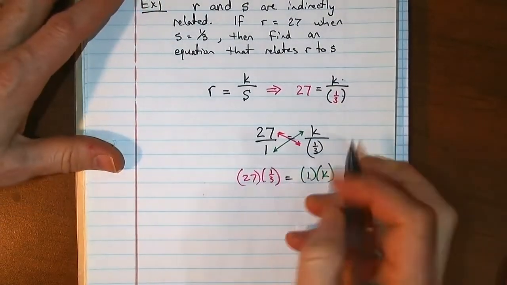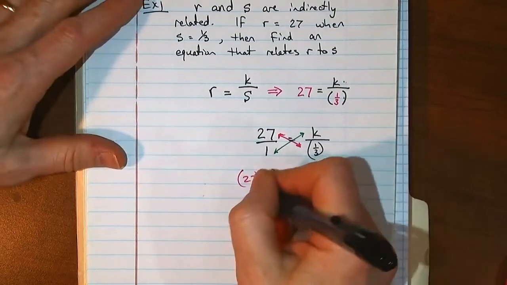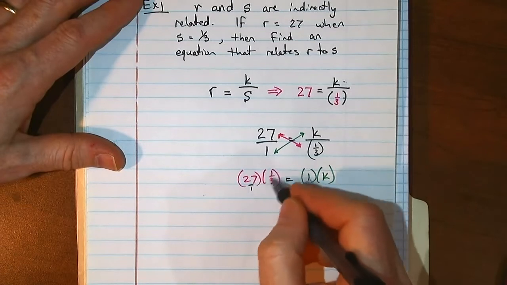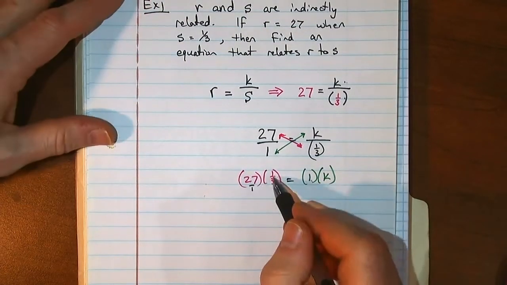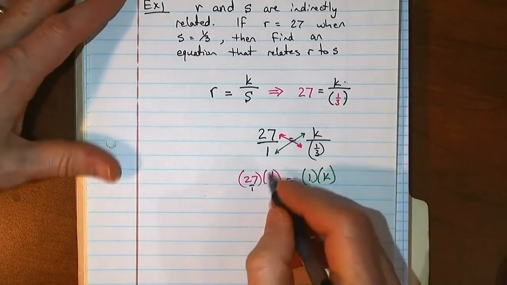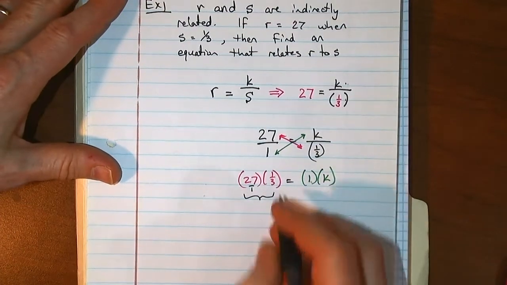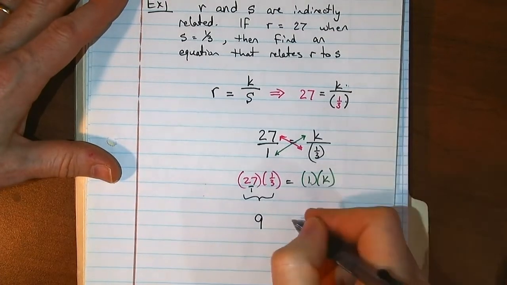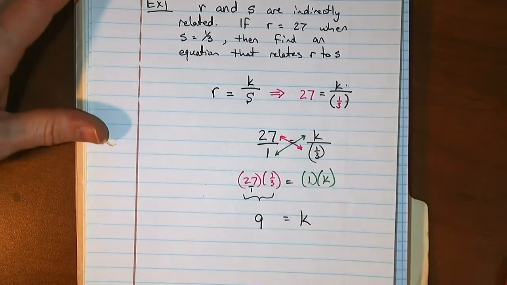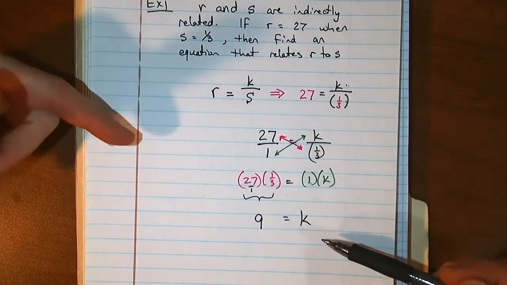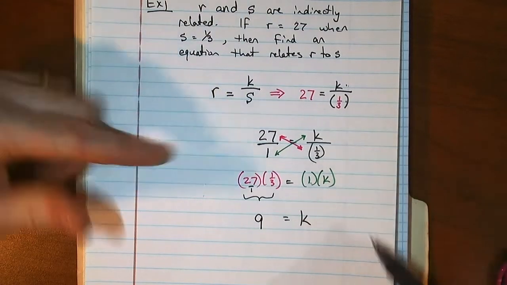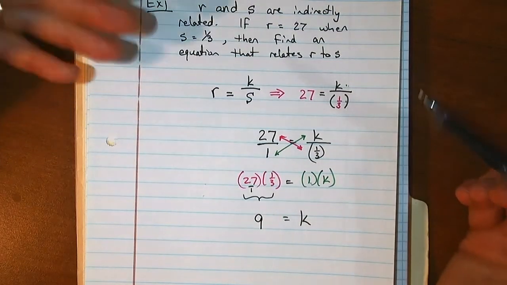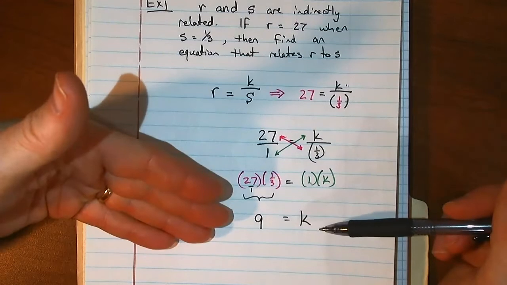So 27 times 1/3, there are a lot of different ways you can do that. You can put it over 1 and multiply and simplify. You can think of this as being division. You can just type it in your calculator, 27 times 1/3. No matter how you do this problem, though, the right answer for 27 times 1/3 is 9. And of course, 1 times K is just equal to K. So through this process of cross multiplying, or whatever method you used, we now know what the value of K is. So if the question asked me to find the constant of proportionality, I would be done right now.